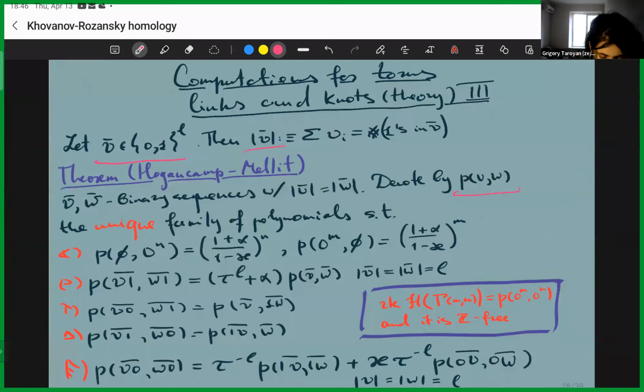So we have the following recursive relations. I guess it's a bit hard to understand where they come from, but the key point is that the result of Hogancamp and Mellit asserts that the homology of torus links, first of all, doesn't have torsion, even if we consider it over Z. And second, that the triply graded Poincaré polynomial can be computed as this polynomial P indexed by a sequence of M zeros and N zeros. That's the key theorem about torus links.